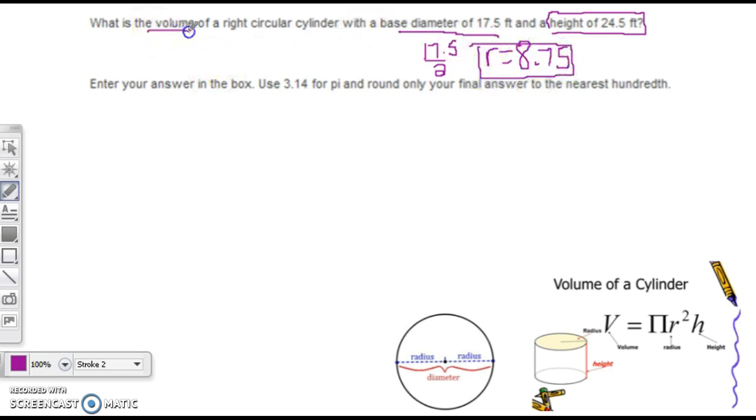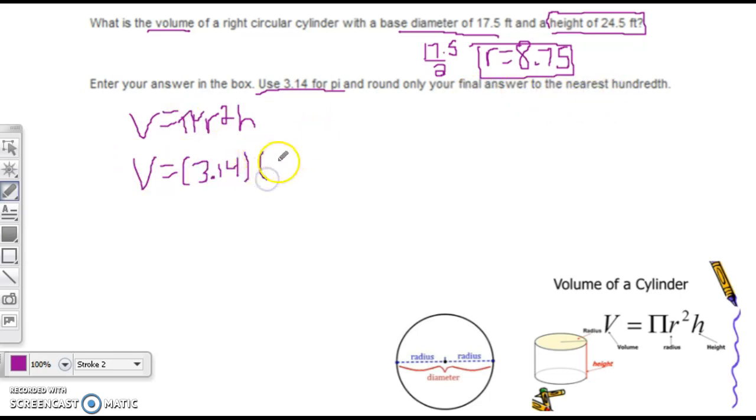So let me go ahead and write my volume formula. Pi times radius squared times height. And this time it does say use 3.14 for pi and round your final answer to the nearest hundredth. So for pi, I'm going to plug in 3.14. For the radius, I'm going to plug in 8.75. And for the height, I'm going to plug in 24.5. All right, so let's multiply it all out.